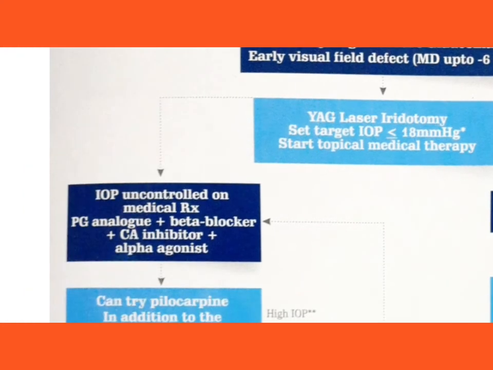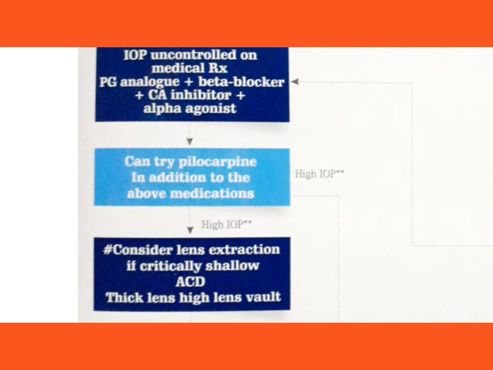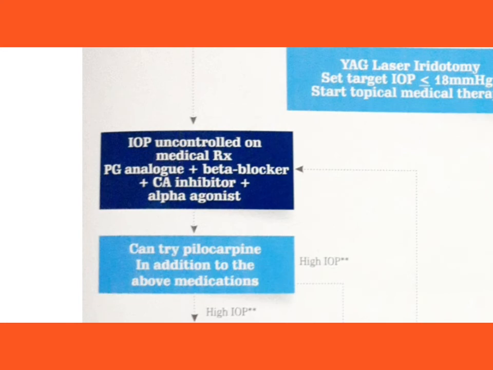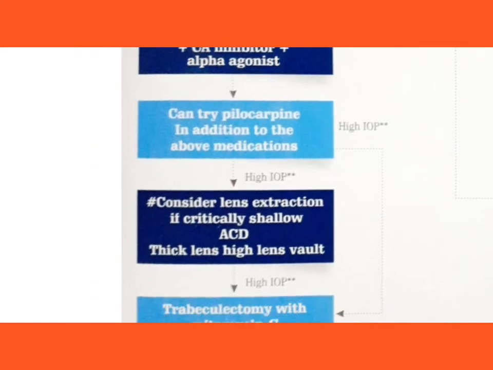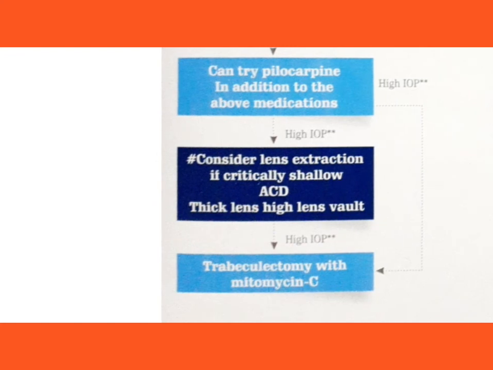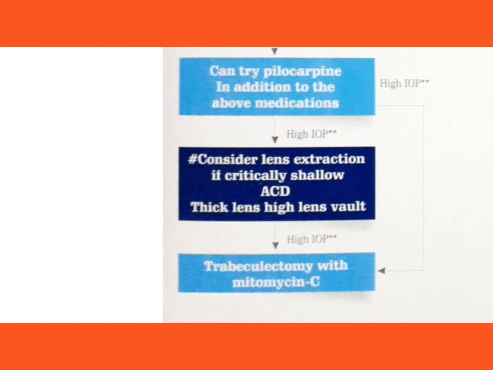After doing the YAG laser iridotomy, if the IOP is not reduced, then prostaglandin analogue plus beta blocker plus carbonic anhydrase inhibitor plus alpha antagonist should be used. Even after using these medications, if the IOP is not controlled, then you can try pilocarpine in addition to the above medication. So you will use the prostaglandin analogue, beta blocker, CA inhibitor and alpha antagonist along with the pilocarpine to reduce the IOP. And if these are not working, then consider lens extraction if the anterior chamber depth is critically shallow. If this also is not working, then trabeculectomy with mitomycin C.